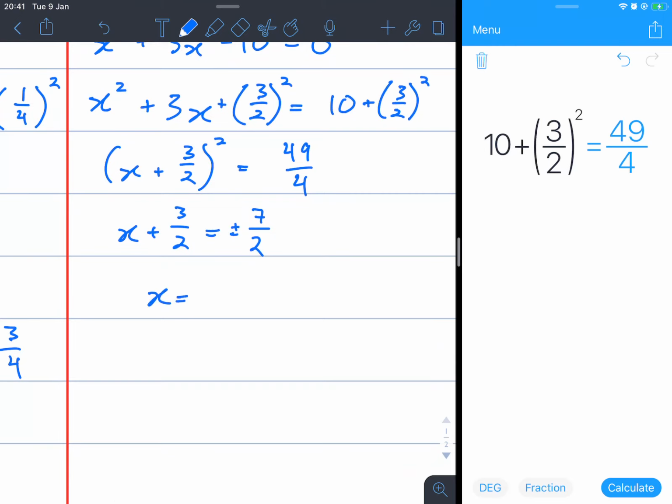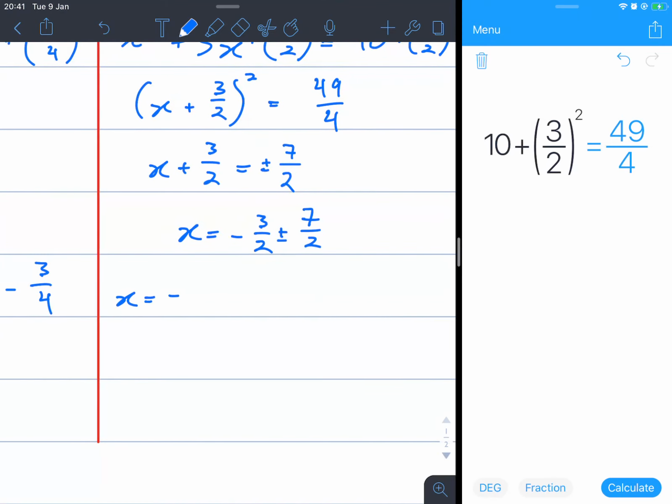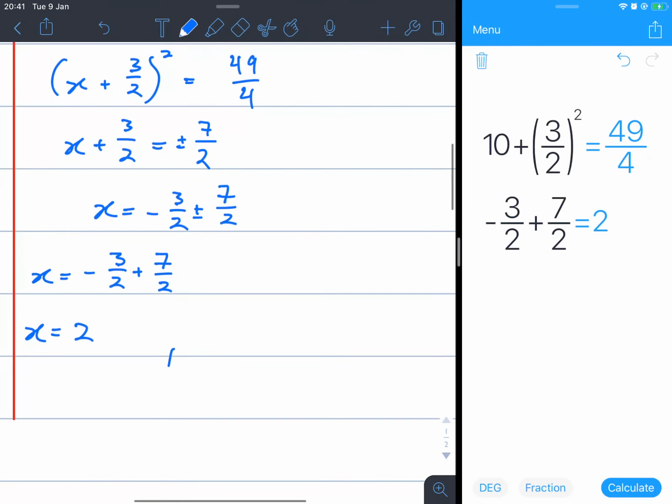This gives us x equals -3/2 plus or minus 7/2. This takes the positives. Let's do -3/2 plus 7/2. This gives us -3/2 plus 7/2 gives us just 2. X equals -3/2 minus 7/2. Negative 3 minus 7 is negative 10. Negative 10 on 2 is negative 5.